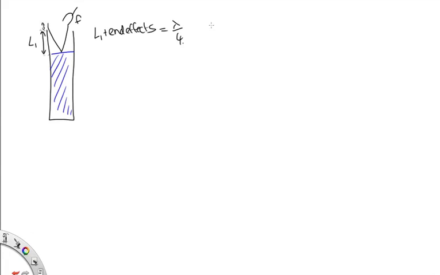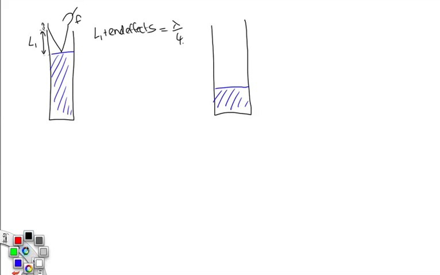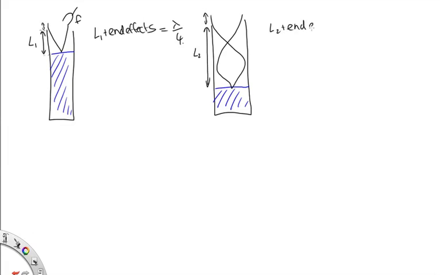What we should then do is empty some of the water out until we hear the next resonance. So that will occur at some height like this. So we've got this standing wave here. In this case, we can measure this length here. Let's call this L2, and then we've got end effects up here. So L2 plus end effects, you can see this is 3/4 of a wavelength. So let's call this equation 1 and equation 2.